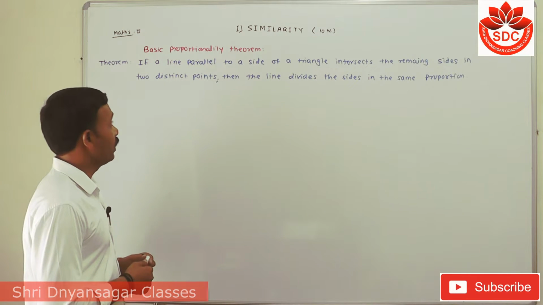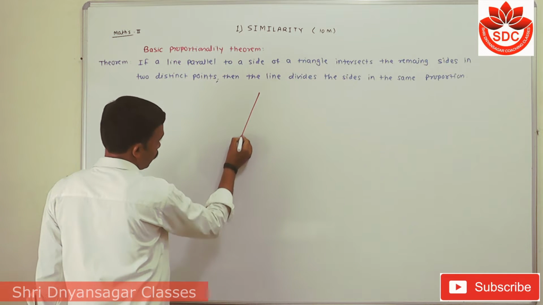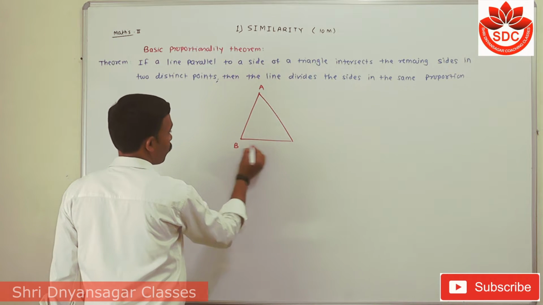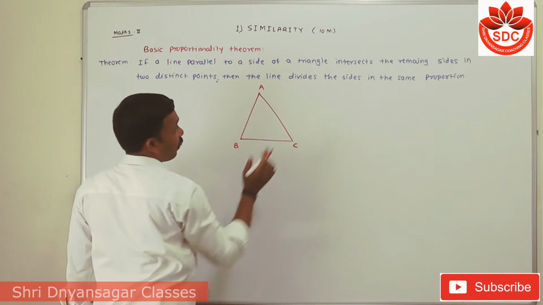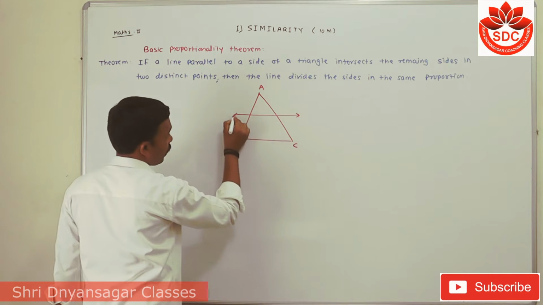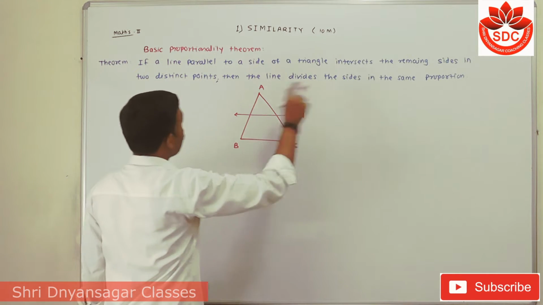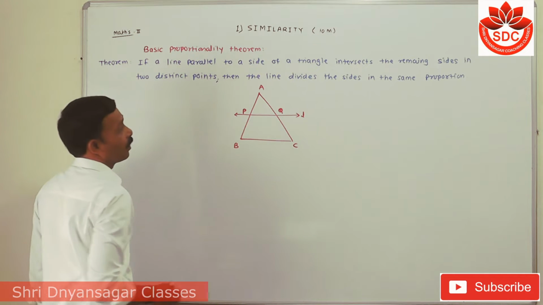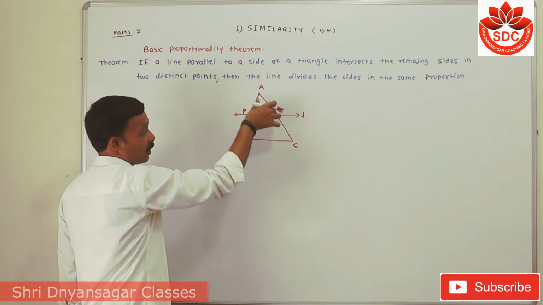Now students, for this we draw one triangle here. Suppose the vertices of the triangle are triangle ABC. Now, if a line is parallel to a side of the triangle, suppose this line here is parallel to the side BC, and intersects the remaining sides in two distinct points. Suppose these points are P and Q. Then the line divides the sides in the same proportion, meaning that these two proportions are equal.